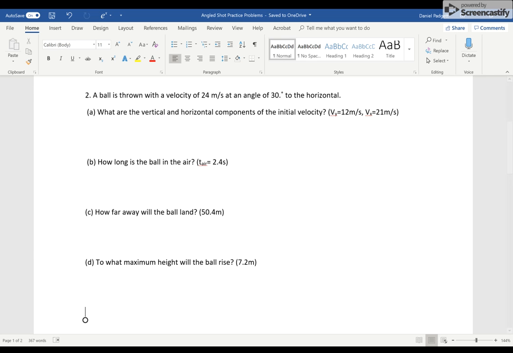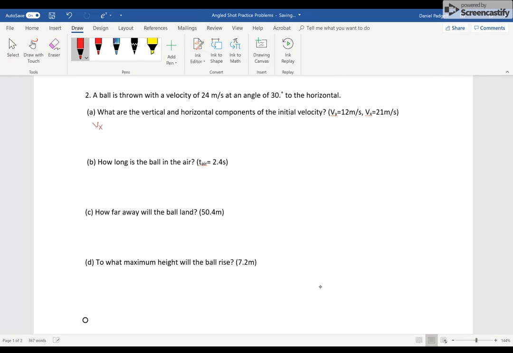Just so you have some questions about it and make sure you guys are doing it right. So the first one asks about the horizontal and vertical components. There again, we're looking for Vx, we're looking for Vy.